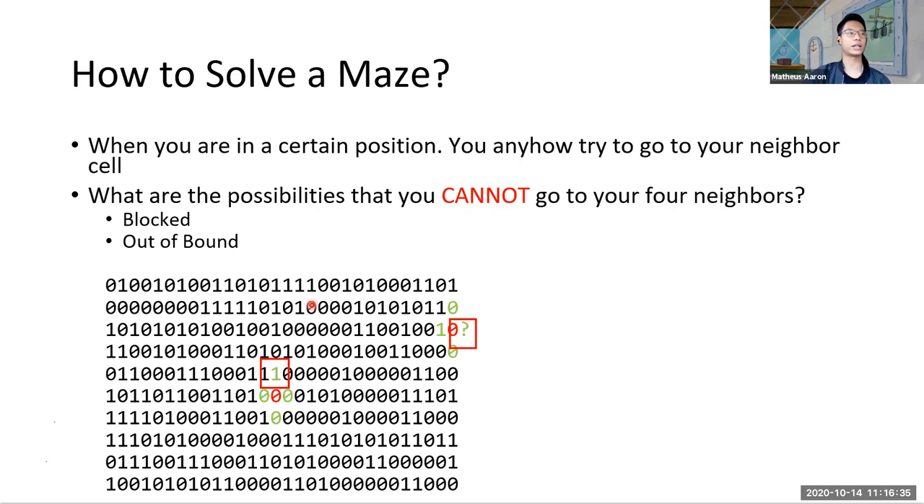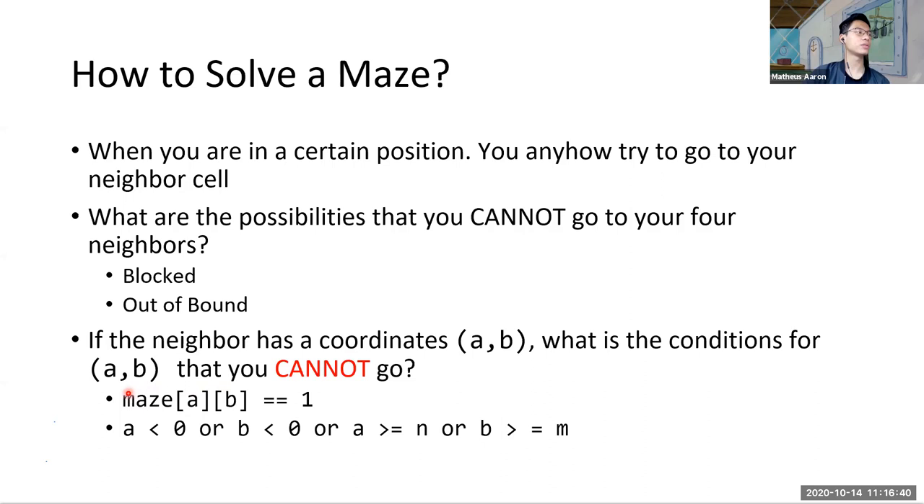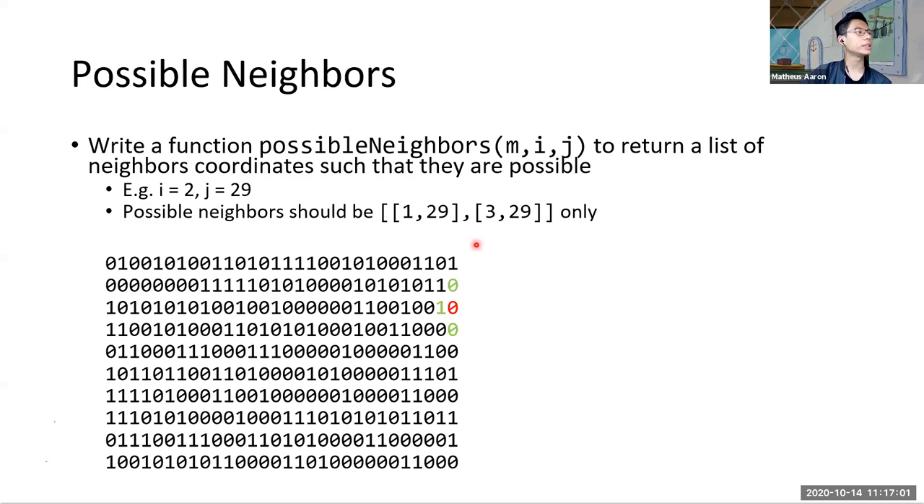Okay, so the rules are either maze[a][b] is one, or the index, the position, your coordinate is out of bounds, meaning it's to the left, to the right, to the top or to the bottom. So in this case you want to come up with a function of possible neighbors to return a list of neighbor coordinates such that they are possible. So if you write i=2, j=29, the possible neighbors are only 1,29 or 3,29.